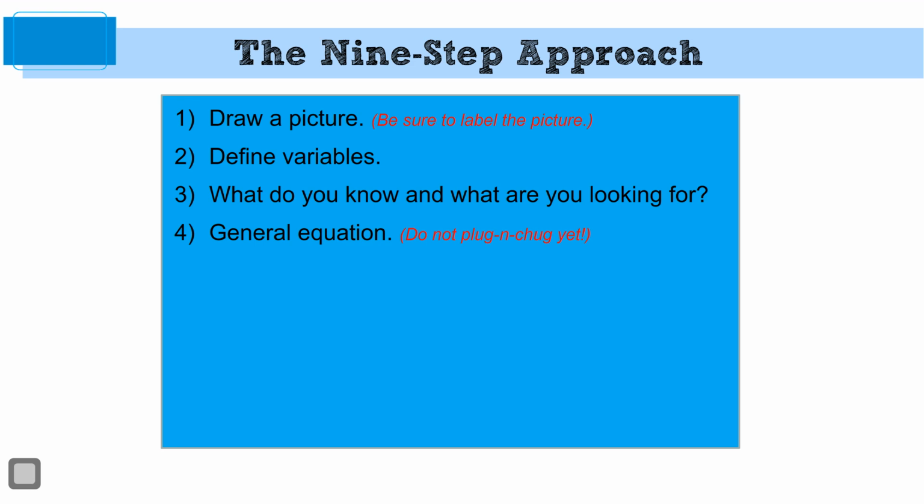Step 4, write a general equation. And notice in red it says, do not plug and chug yet. That's a big mistake that people make early on. So don't do it. That's why it's in red.